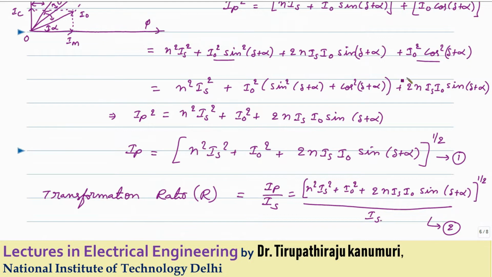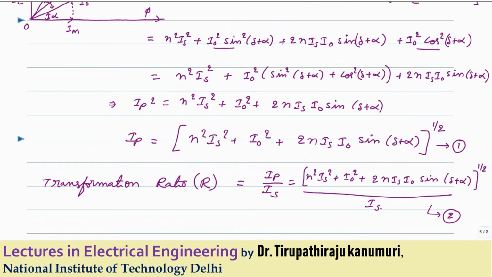When you are simplifying this one, this becomes N times of IS square plus I naught square. I have taken these two components together, which will sum up to 1, and this component I have written here. So finally the term becomes equal to IP square, because the value of OC is nothing but IP. So from this IP I can calculate as square root of this one, or we can tell this term to the power of 1 by 2. I am taking this as equation number 1.